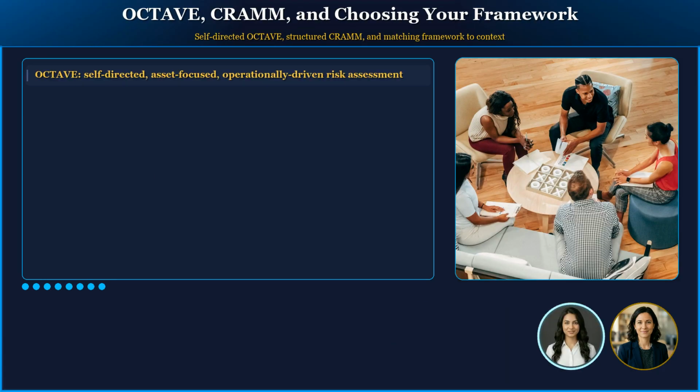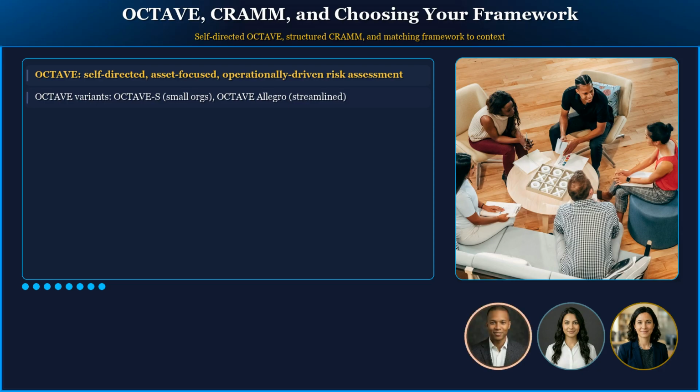OCTAVE, Operationally Critical Threat, Asset, and Vulnerability Evaluation, was developed at Carnegie Mellon's Software Engineering Institute. The distinguishing feature is that it is self-directed. The organization's own staff conduct the assessment rather than external consultants. It is designed to build internal capability while producing results.